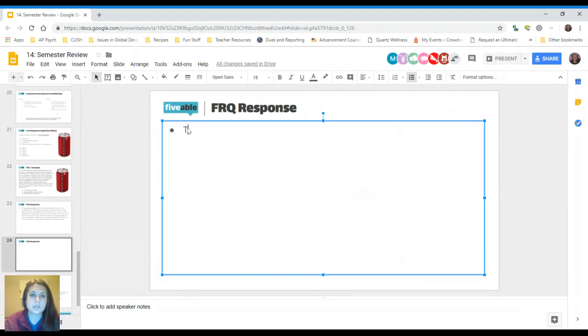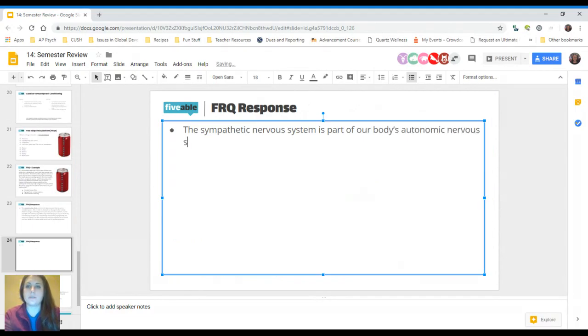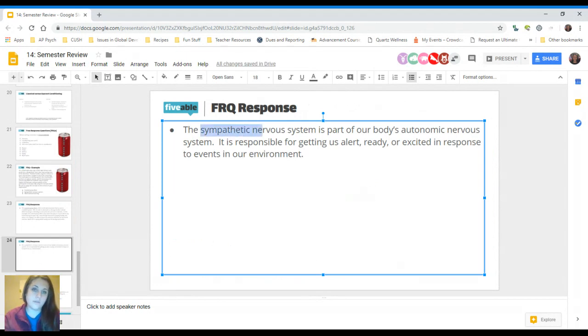And so we again would just start with a basic definition. The sympathetic nervous system is part of our body's autonomic nervous system. It is responsible for getting us alert, ready, or excited in response to events in our environment. So that's my definition of sympathetic nervous system. There we go, I'm underlining it.